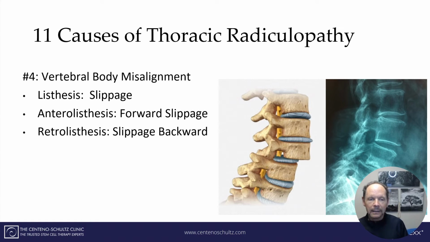Number four is a vertebral body misalignment. You may see this in an MRI or X-ray report. It's called listhesis. Listhesis is a slippage. If it slips forward, it's an anterior listhesis. If it slips backward, it's a retrolisthesis. And that's depicted here in this picture. This is an illustration. You can see the bony building block. It aligns with the one above it.